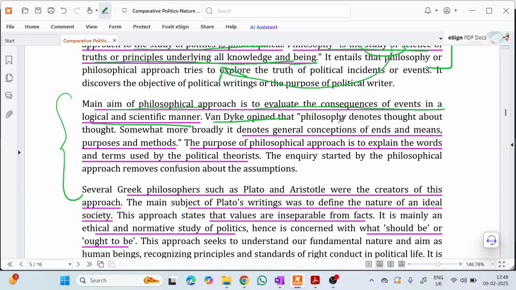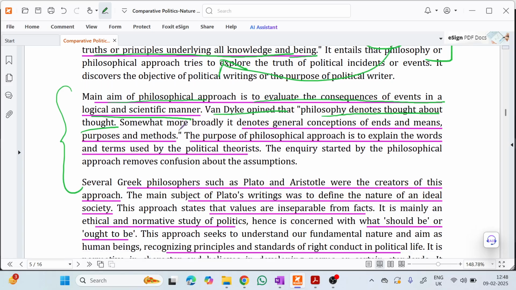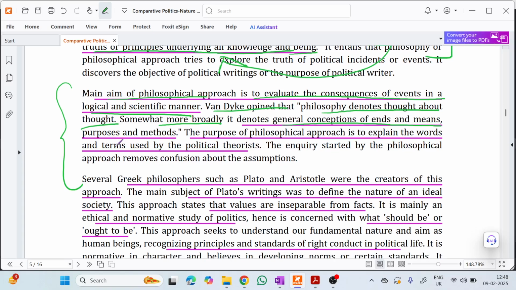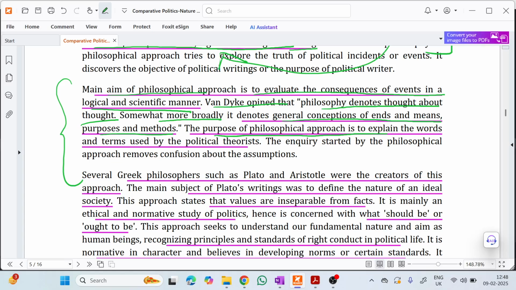Van Dyke opined that philosophy denotes thought about thought. In some broader definitions, it denotes a general conception of ends and means, purposes and methods. So the purpose of the philosophical approach is to explain the words and terms used by political theories. And I guess this passage needs further explanation.